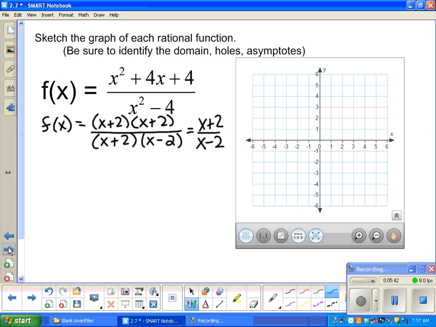So our domain is all real numbers, except x cannot equal -2 and x cannot equal 2. For our vertical asymptote, we look at our simplified form, and our vertical asymptote will be at x equal 2. Let's put that on our graph.